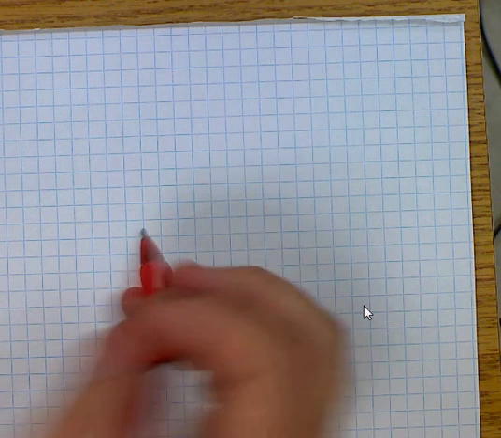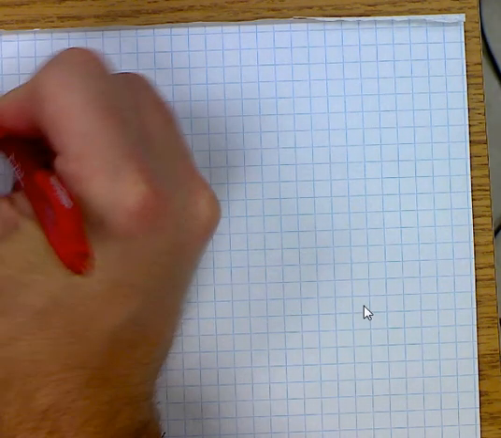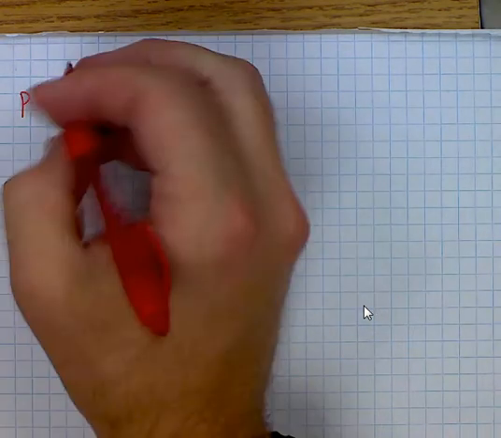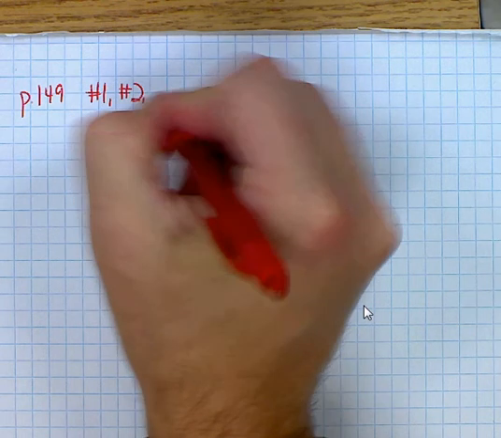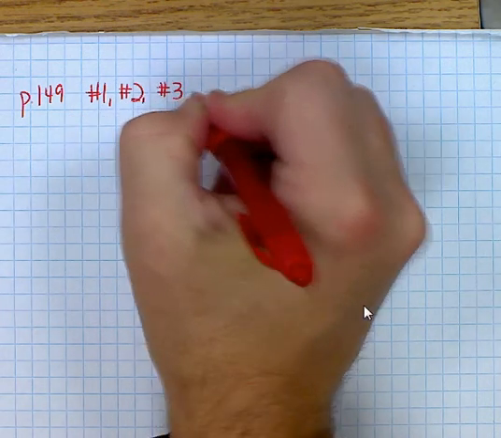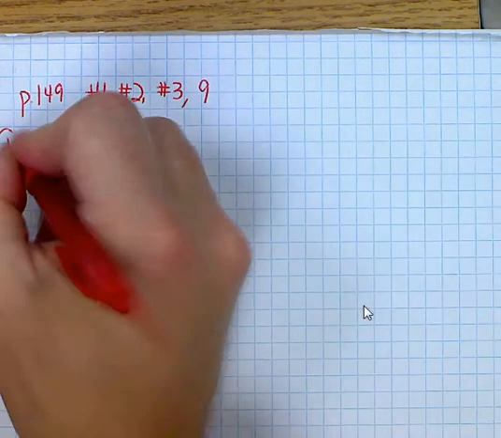Calc homework. AP Calc, we're doing implicit differentiation. So we have page 149, numbers 1, 2, 3, and 9. All right, so question number 1.